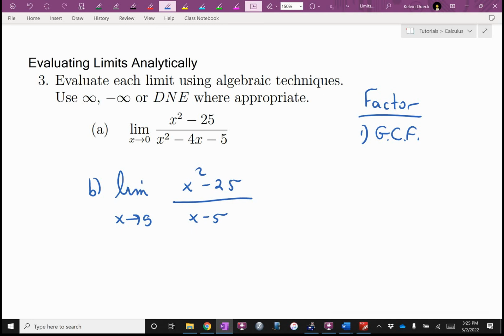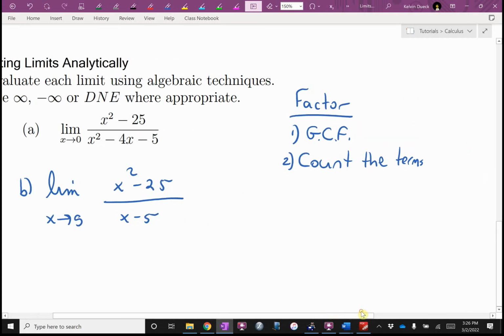What's the next thing you do? The next thing you do is not so obvious, but what you should do is count terms. Because if there's 2 terms, question mark? There's only one thing you know how to do.